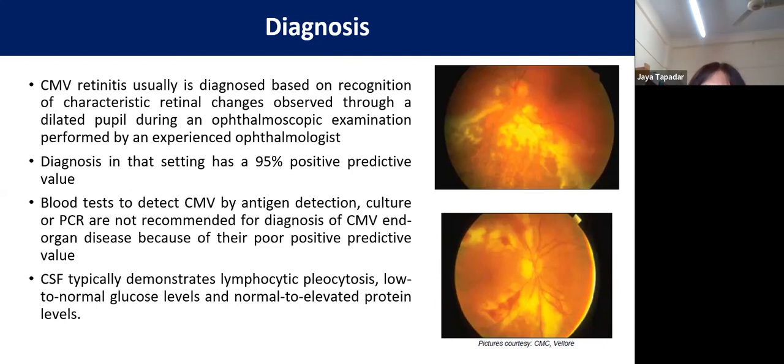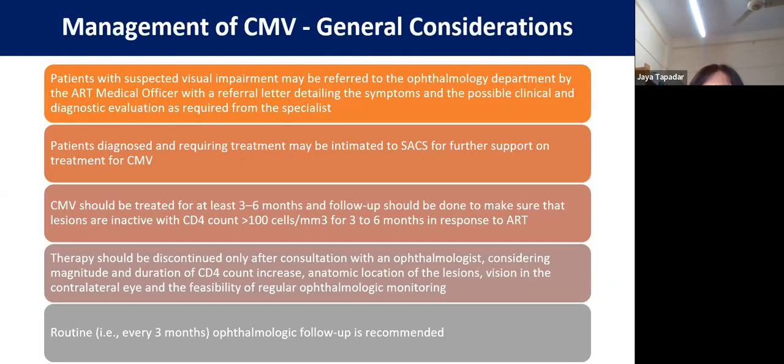Okay, so how do you treat? We'll come to the next slide. So how do you treat CMV retinitis or colitis for that matter? Next slide, please. The drug of choice is ganciclovir. Okay, it should be treated for at least 3 to 6 months, and till the lesions are inactive and the CD4 count has improved to more than 100 cells per microliter. And you have to consult an ophthalmologist before you start. They have to see whether the vision and the lesions are stable or not.